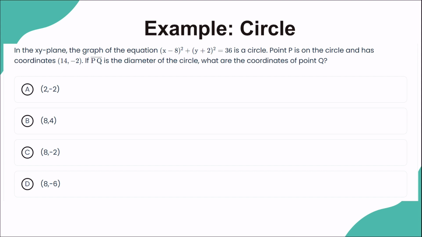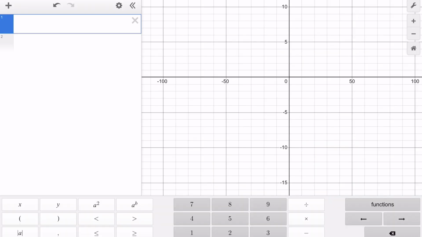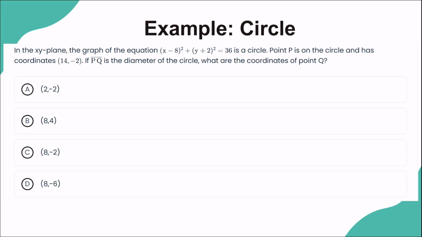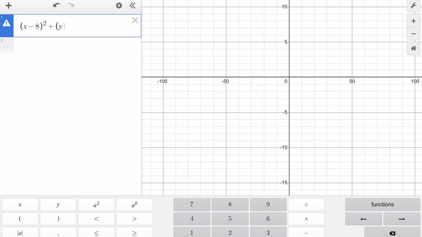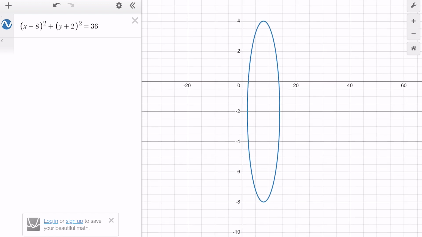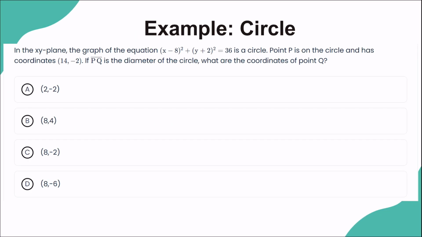Now, again, like I said, I'm just going to start by putting in the equation exactly how we know it. So, (x - 8) squared plus (y + 2) squared equals 36.